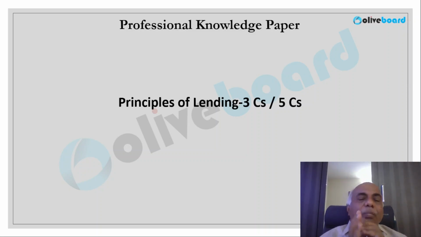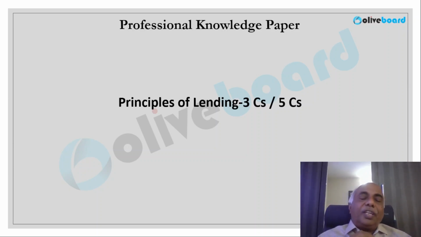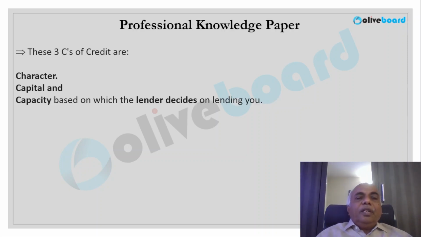That is lending. But whenever the banks give a loan to the public, they verify either the 3 C's or the 5 C's. This is from the good olden days till date. What are the 3 C's? What are the 5 C's? The 3 C's are the character, the capital, and the capacity, on which the lenders decide to lend to you.